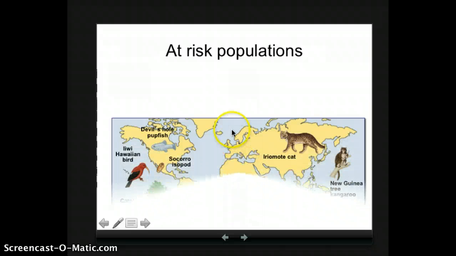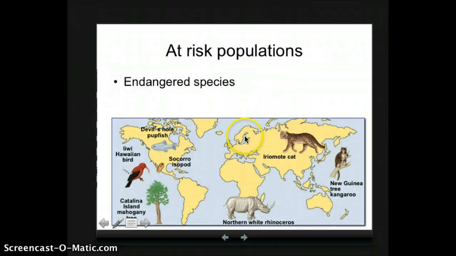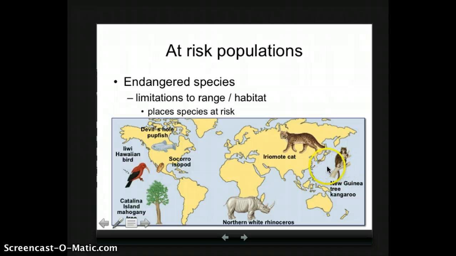Another change that we see that comes about through changes of a range, or due to a change in the environment, is when we look at endangered species. The number one cause of a species being endangered is the change to its habitat, which limits its range. You can't take a New Guinea tree kangaroo and put it in Alaska. It's just not going to do well there. Okay, so that also places species at risk. So we can talk about populations in terms of where they live, their range.